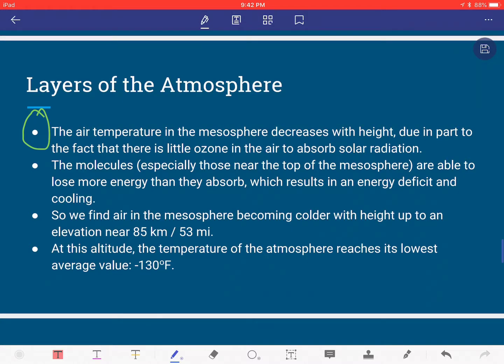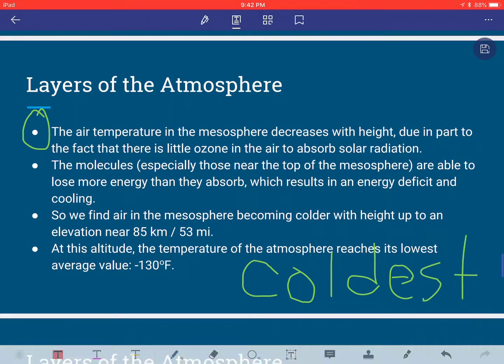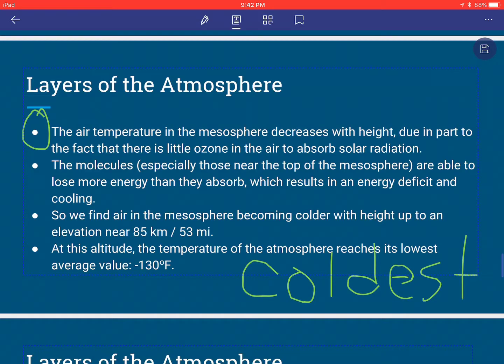The air in the mesosphere becomes colder with height up to an elevation near 53 miles, and at that altitude, the temperature is a nice brisk negative 130 degrees Fahrenheit. That makes the mesosphere the coldest layer by far of the atmosphere. So that takes care of number 16.